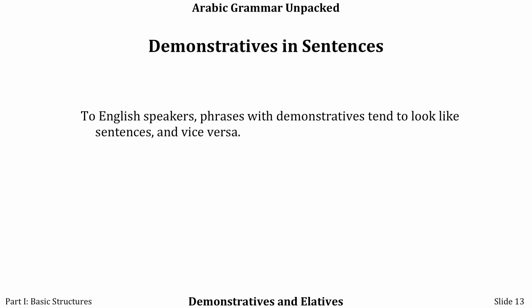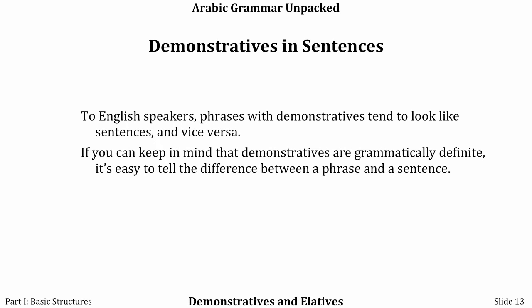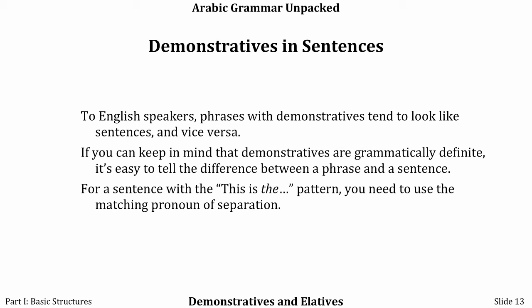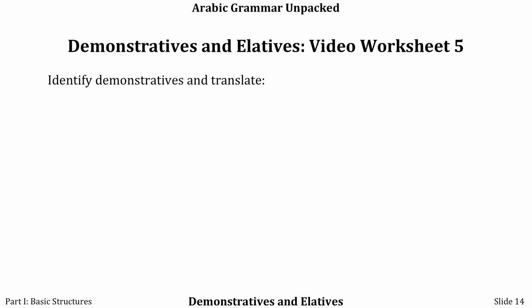Moving on to demonstratives in sentences. To English speakers, phrases with demonstratives tend to look like sentences and vice versa. This is why we're spending so much time going over them. If you can keep in mind that demonstratives are always grammatically definite, however, it's easy to tell the difference between a phrase and a sentence. But for a sentence with the this is the something pattern, you need to use the pronoun of separation that matches in gender and number. Go back to lesson 104 to review the pronoun of separation if you need to, but it isn't really very complicated. Let's take a look at demonstratives in sentences.